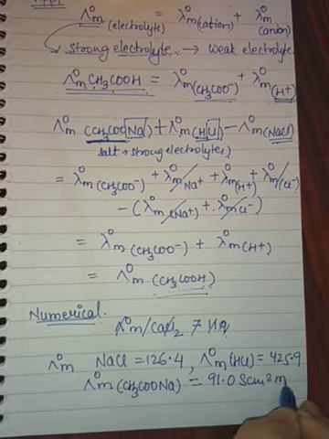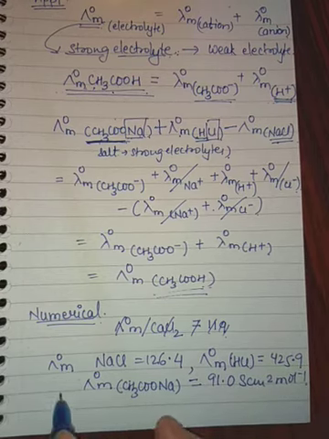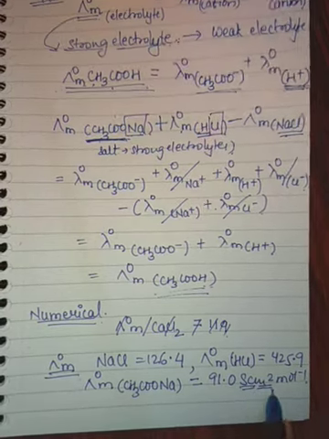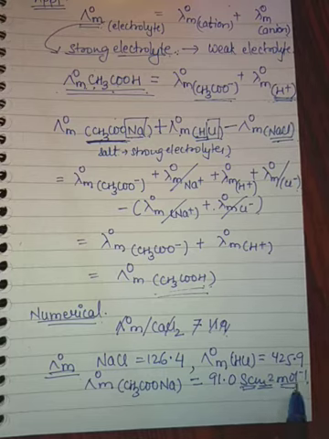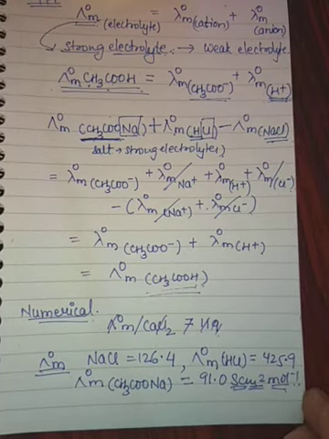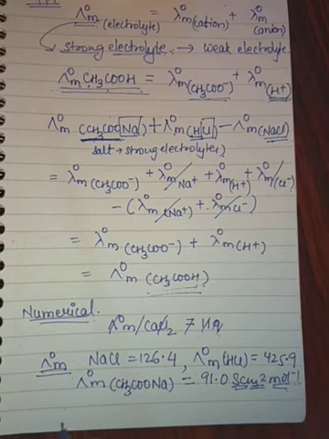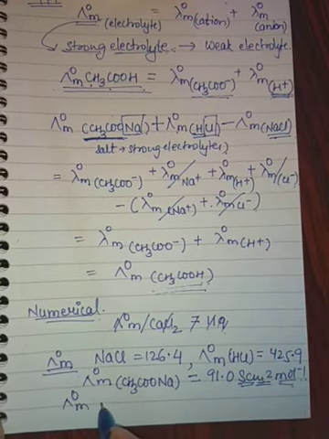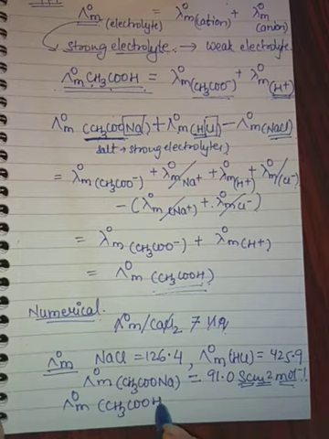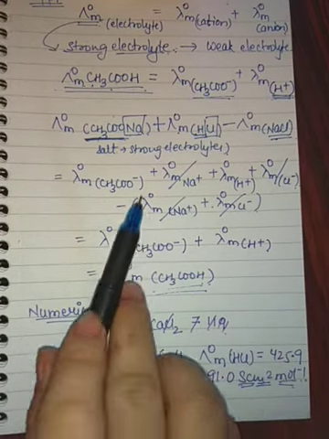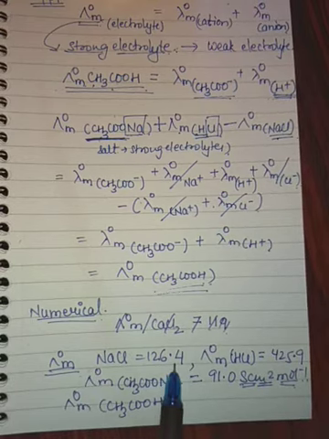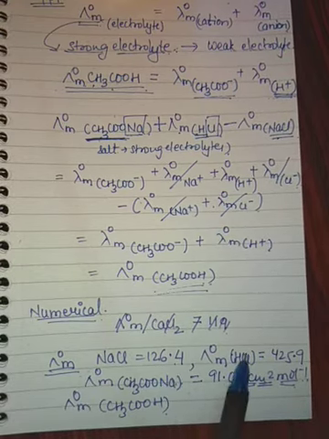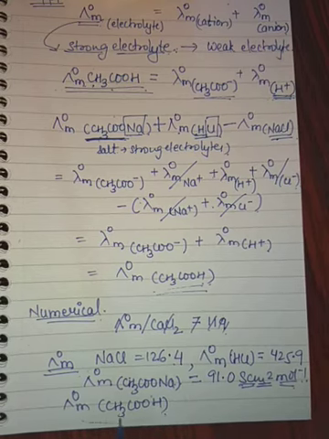The unit of lambda naught m is Siemens centimeter square mole inverse. So all the lambda naught m values are going to have the same unit, Siemens centimeter square mole inverse. We are given these values and we are supposed to calculate lambda naught m for acetic acid. As we saw in the example above, we need to add HCl and sodium acetate together, and subtract the NaCl value from the addition value, so we can get acetic acid.